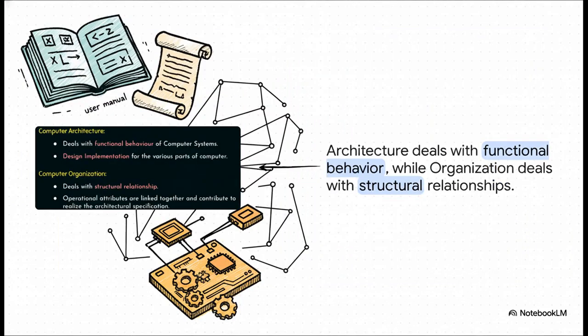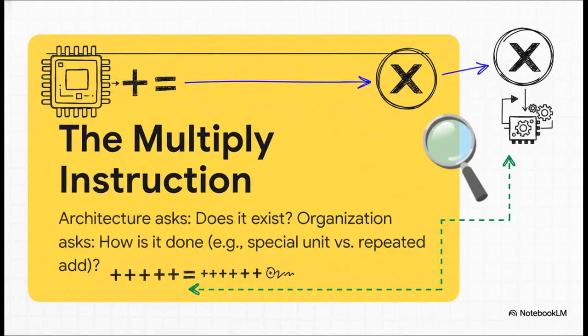Let's break that down just a little more. Architecture is all about functional behavior. You can think of that as the user manual for the computer. It defines what the system is capable of doing. Organization is about the structural relationship, the specific nuts and bolts way the hardware is wired together to actually do those things. Okay, let's make this super concrete with a perfect example, the multiply instruction.